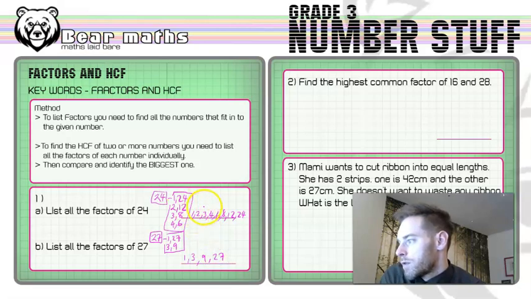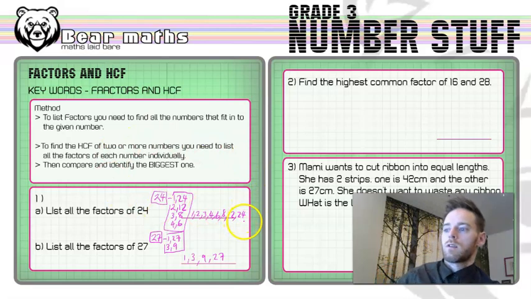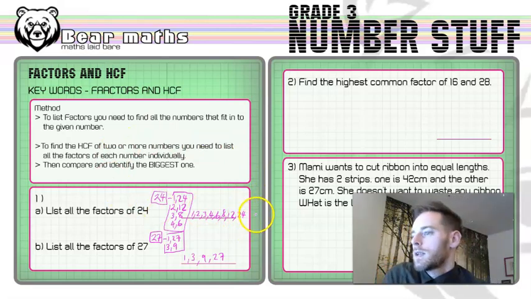This number here has 1, 2, 3, 4, 5, 6, 7, 8 factors. This number has 1, 2, 3, 4 factors. Okay? Now, that's how you list factors. That's what you do. You know your times tables and you see which numbers fit in exactly.